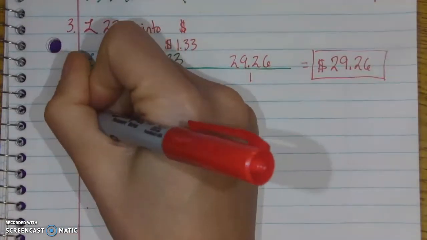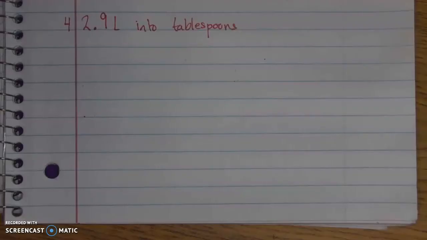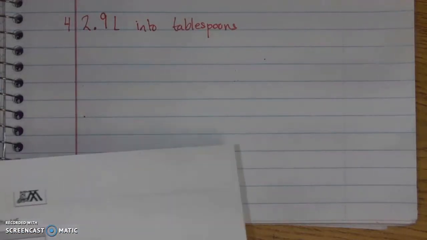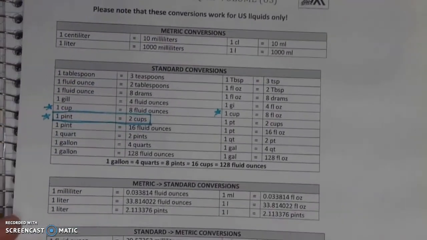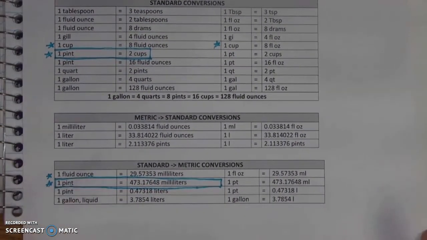And let's look then at our final problem. Our last problem asks us to switch 2.9 liters into tablespoons, but I don't have a lovely conversion for that. So that means I'm going to need to find one. So I'm going to look at my chart here.